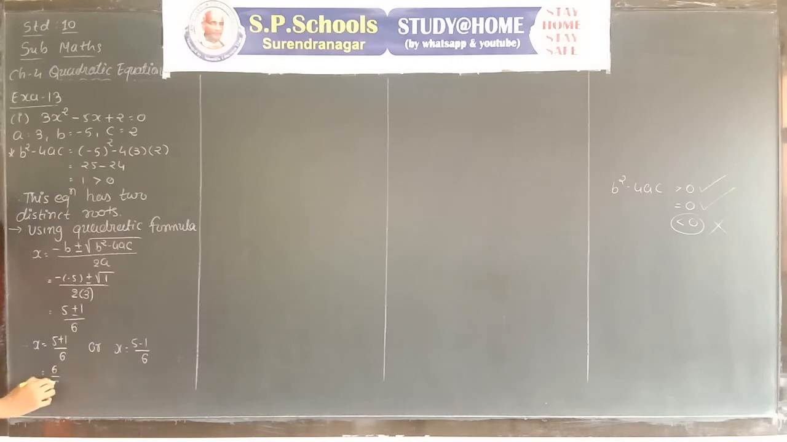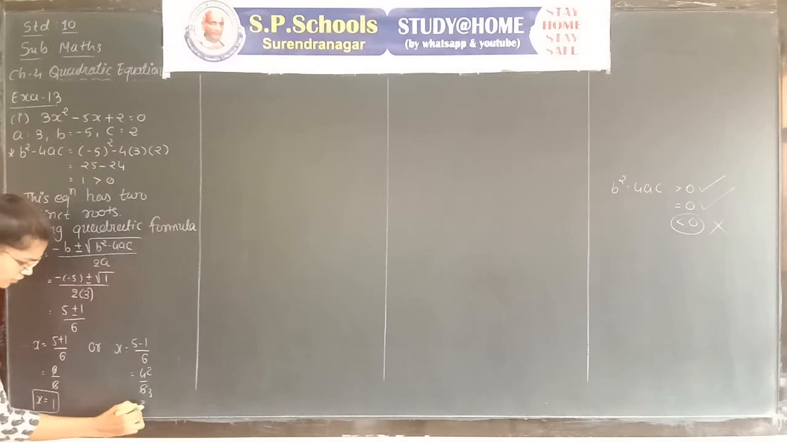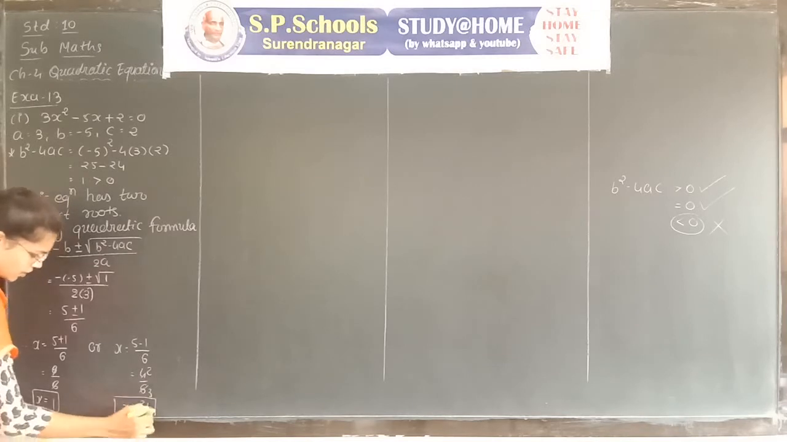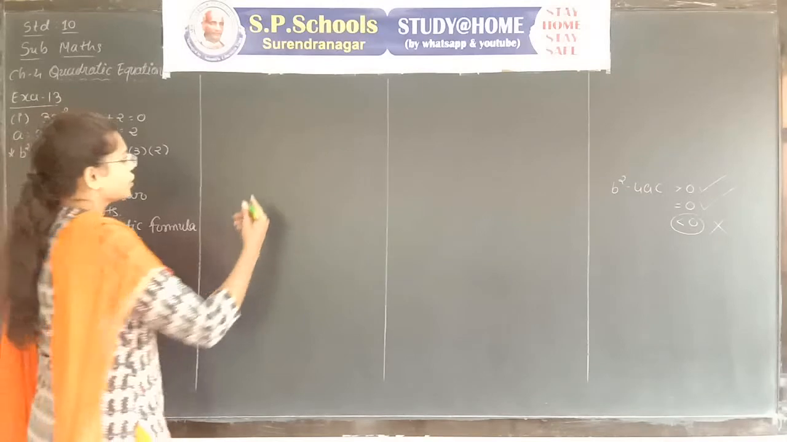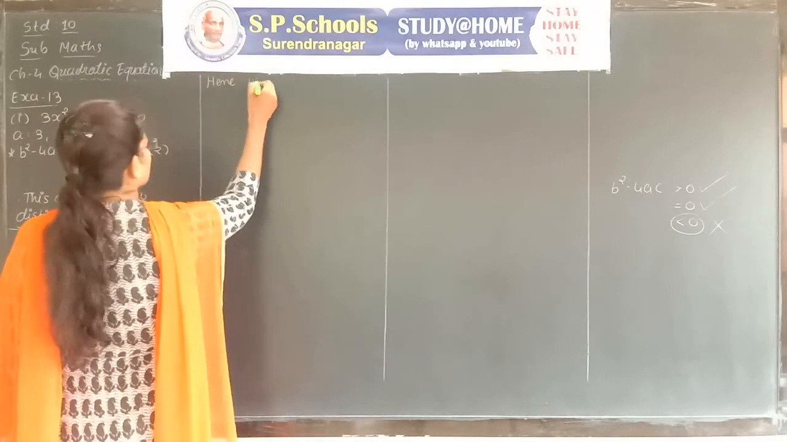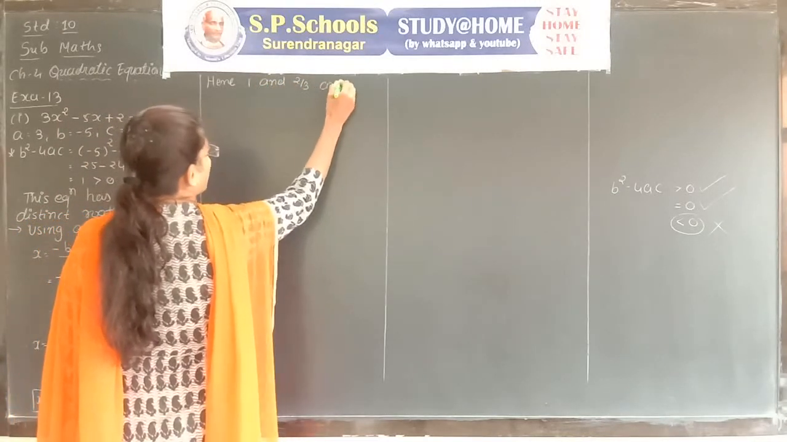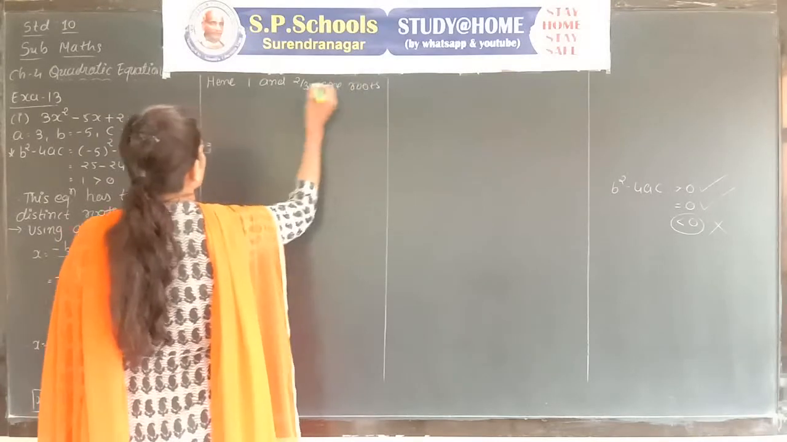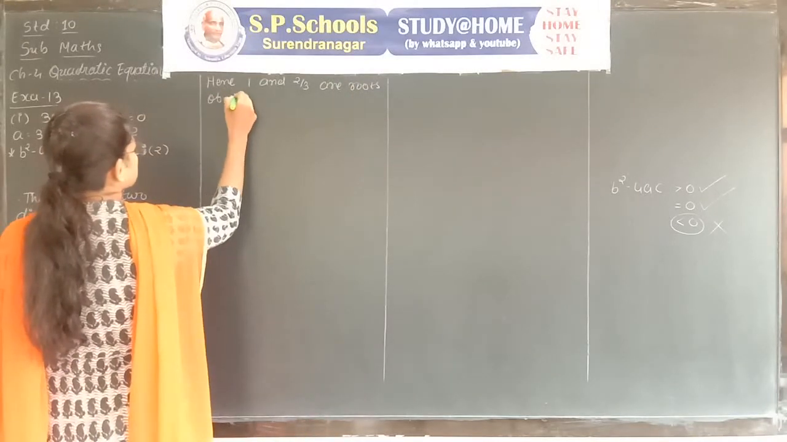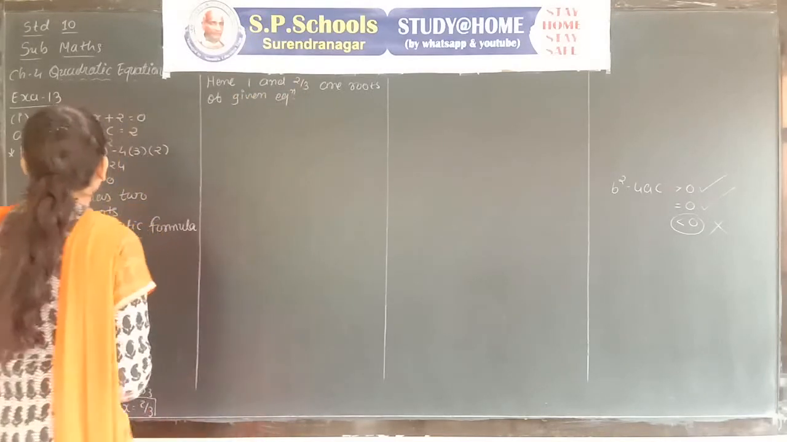5 plus 1 is 6 upon 6, cut it and we get x is equal to 1. 5 minus 1 is 4 upon 6, 2 2s are and 2 3s are, x is equal to 2 upon 3. Here 1 and 2 upon 3 are the solutions or roots of the given equation.